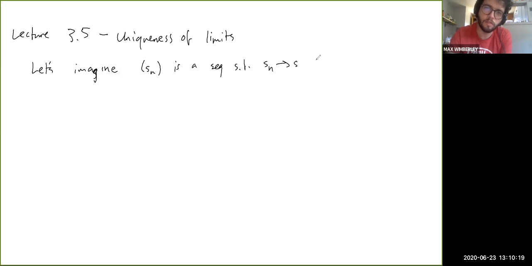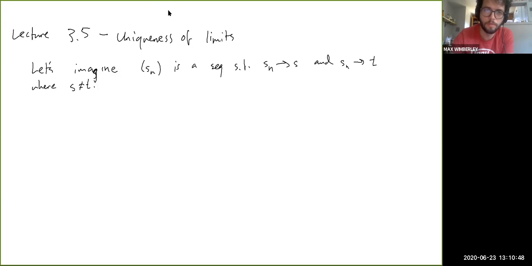So let's imagine Sn is a sequence such that Sn converges to a number S and Sn converges to a number T, where S is not equal to T. So the key here would be to try to use the definition of convergence to show that this doesn't make any sense. Instead of going through the argument symbolically in detail the way they do it in the book, I'm just going to show you a picture of why this is totally impossible.